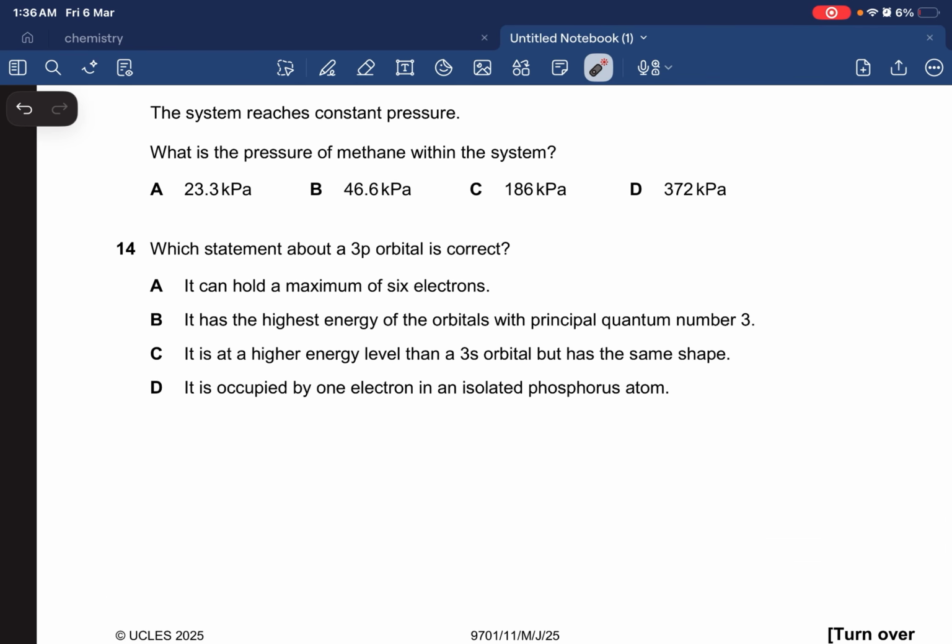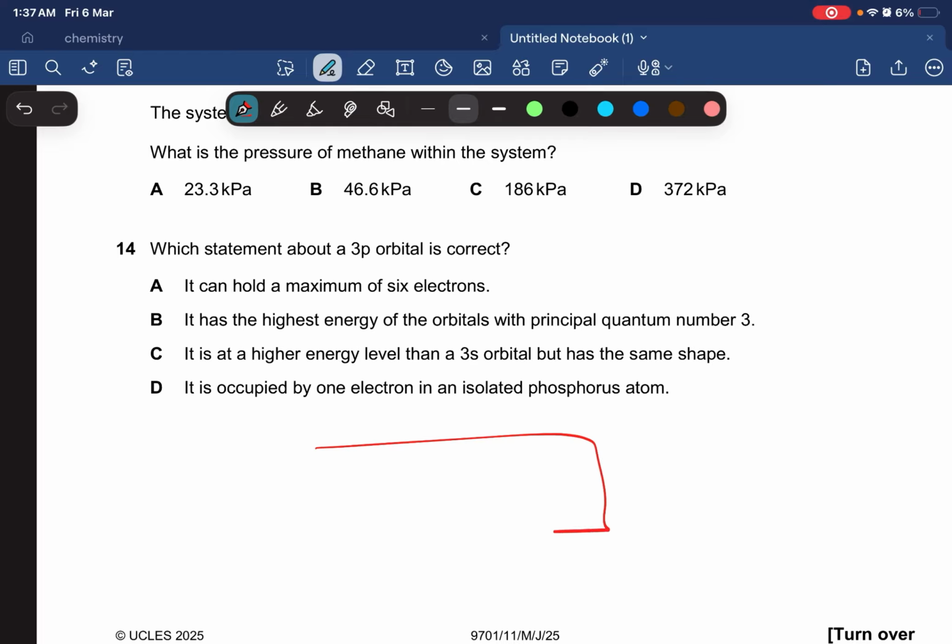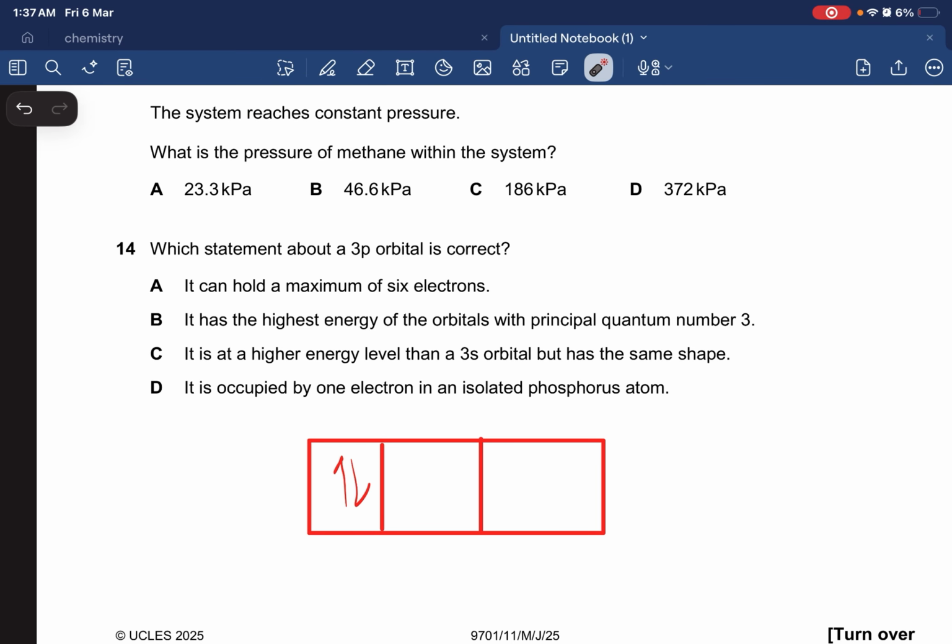Which statement about the 3p orbital is correct? We're not talking about the 3p subshell, we're talking about the 3p orbital. Okay, it can hold a maximum of 6 electrons. No, it can hold 2 electrons, right? Look, one orbital can hold two electrons. That is what I think.